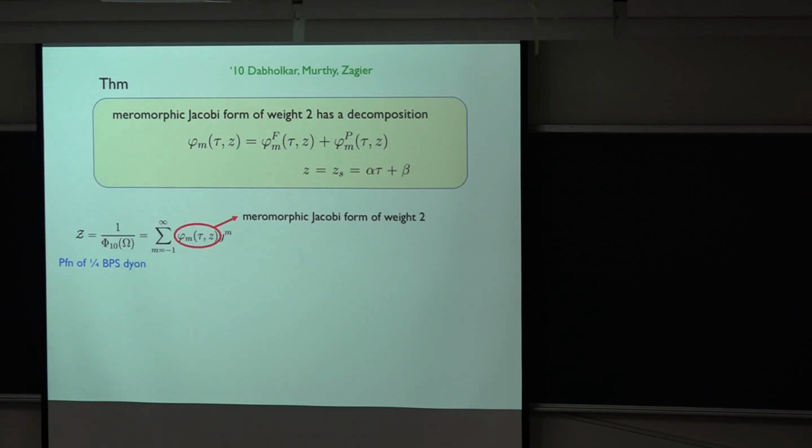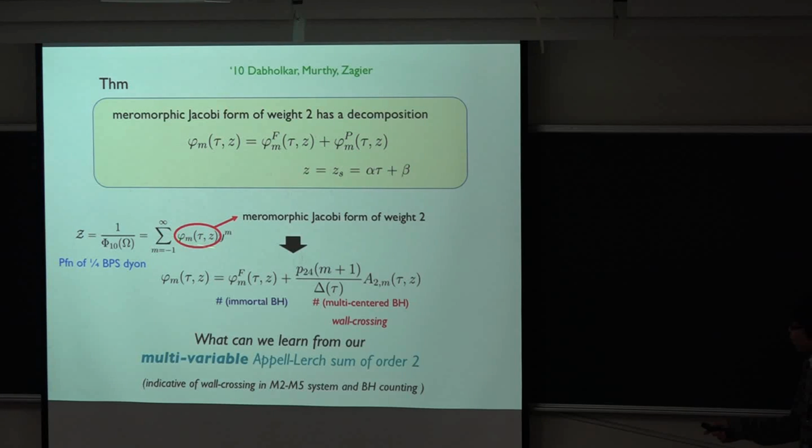So, okay, maybe finally, I will show you an interesting function for counting the partition function of the polar BPS dyons in type II string theory on K3 cross an elliptic curve. This partition function can be expanded as a meromorphic Jacobi form of weight 2. Using this mathematical theorem, we can write this as two pieces, a finite part and polar parts. The finite part is associated with the immortal black hole. This is stable. But the polar parts include this Appell-Lerch sum of weight 2.